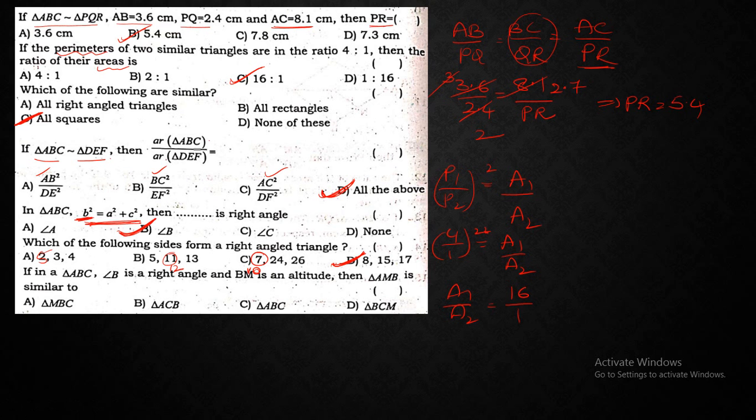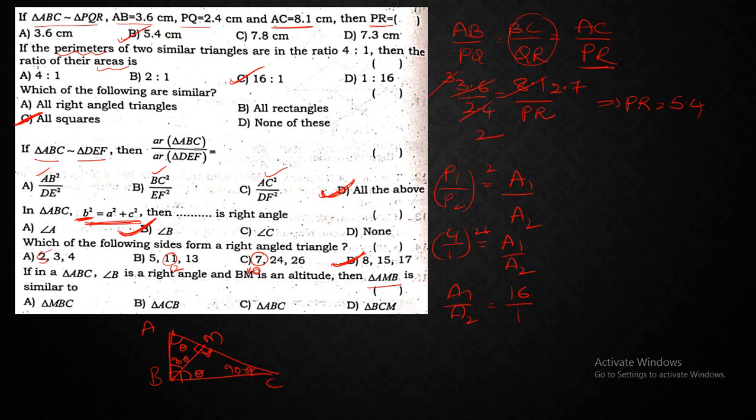Next, if in triangle ABC, angle B is 90 degrees. So what he has given? In triangle ABC, angle B is 90 degrees. Next, BM is altitude. So from B, one altitude is drawn onto AC such that it meets at M. Then triangle AMB is similar to. So if you observe this triangle, suppose this angle is theta, then this angle will be 90 minus theta. If this is 90, this is 90 minus theta, obviously this angle will become theta.